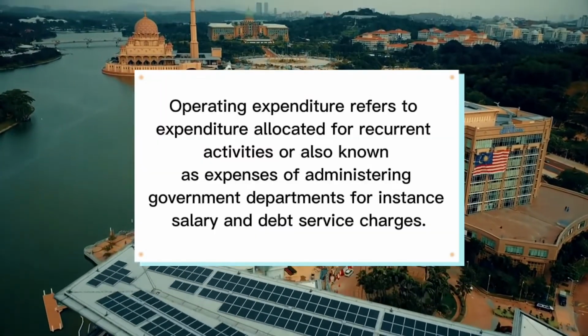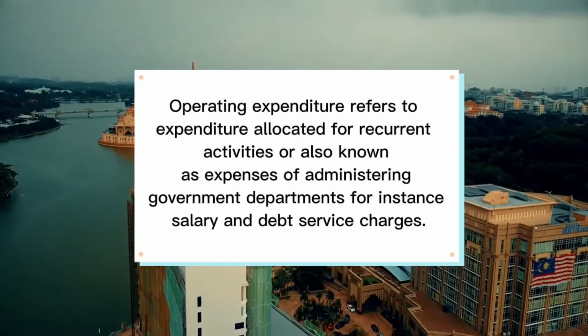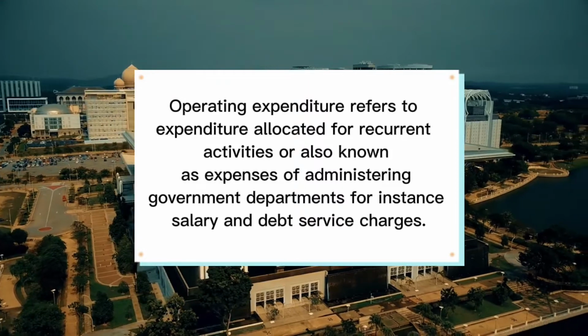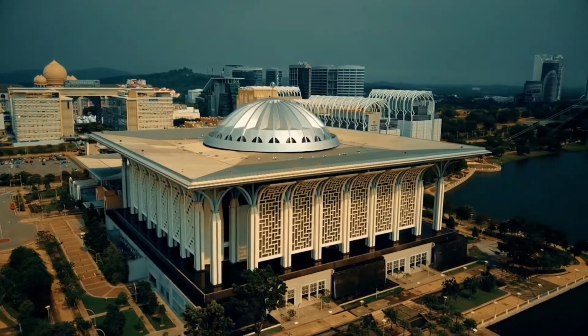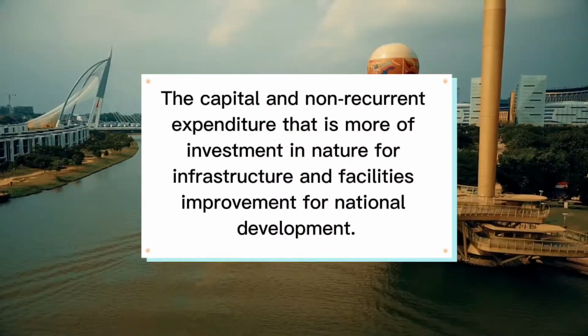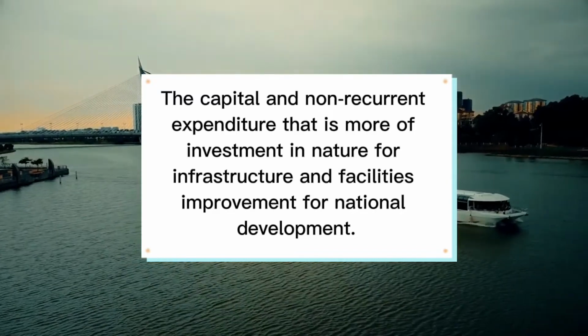Operating expenditure refers to expenditure allocated for recurrent activities, also known as expenses of administering government departments, for instance salary and debt service charges. While development expenditure, described as the capital and non-recurrent expenditure, is more of investment expenditure for infrastructure, facilities and information development.